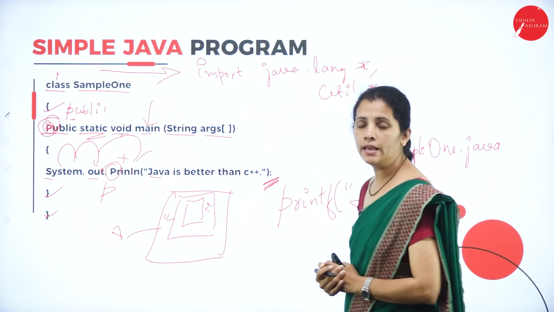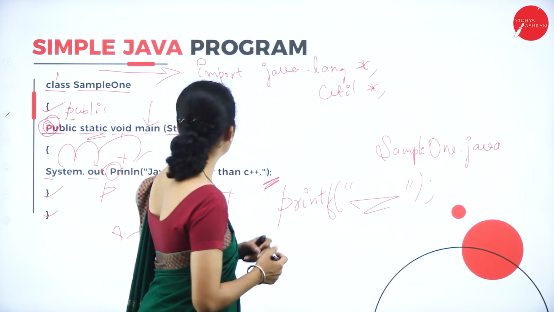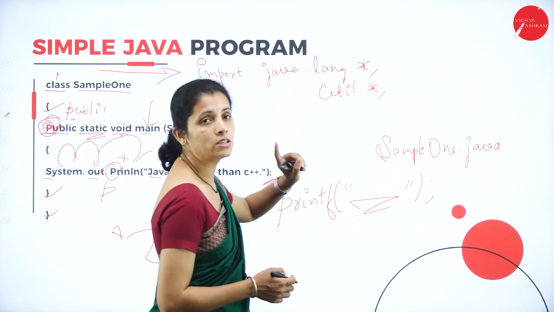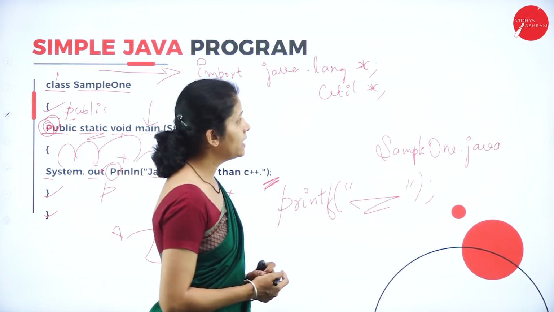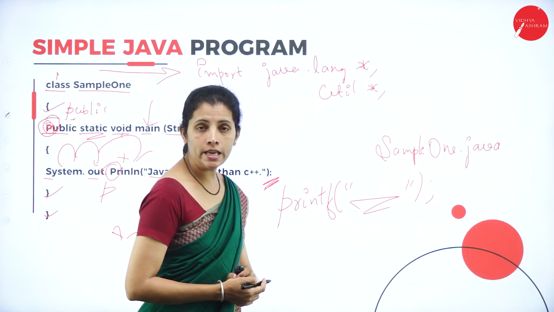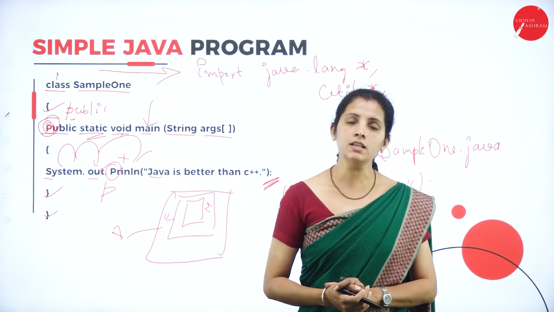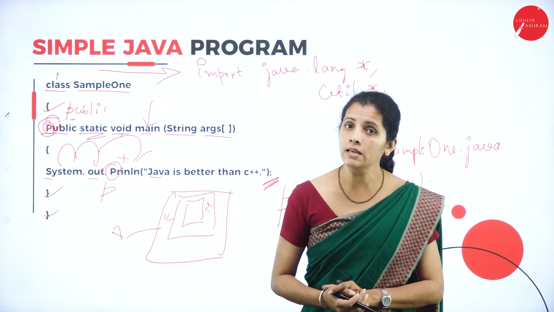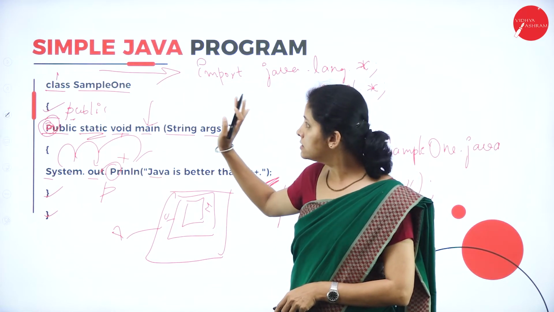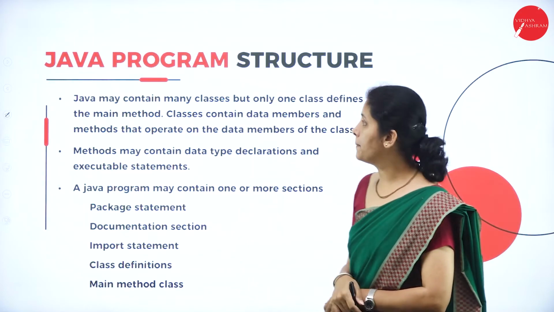Now tell me how I'm going to save this program, that is sample1.java. After that, how I'm going to compile, that is javac sample1.java. Now how I'm going to run, that is java sample1. This is all about a simple Java program.